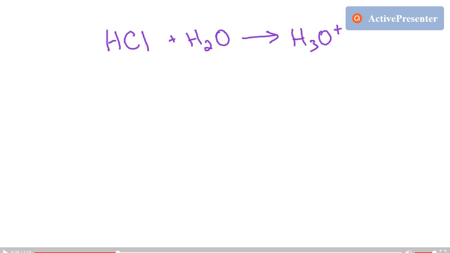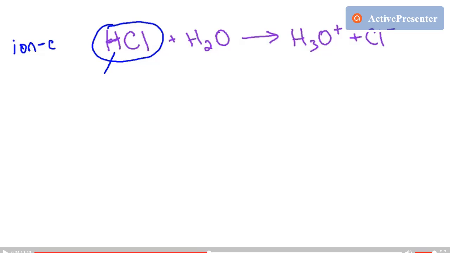Now let's go into this a little bit more. So we have hydrochloric acid plus water yields hydronium plus the chloride ion. So if you look at the hydrochloric acid, if you break this up into its own individual ions, and remember, an ion means it has a charge.